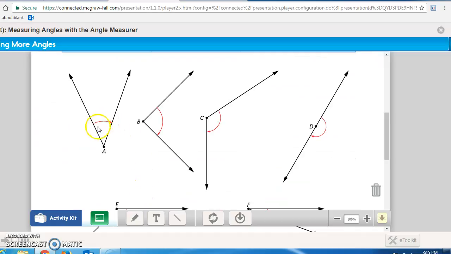Angle A is being measured from this side to this side. You should know by looking at that that's an acute angle. And acute angles are between 0 and 89 degrees.